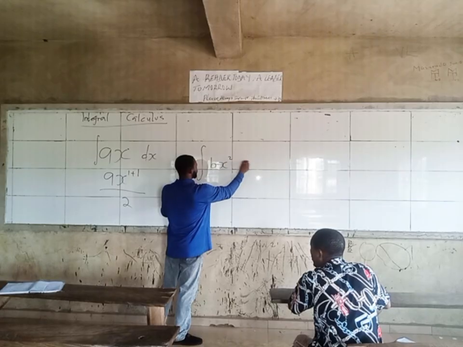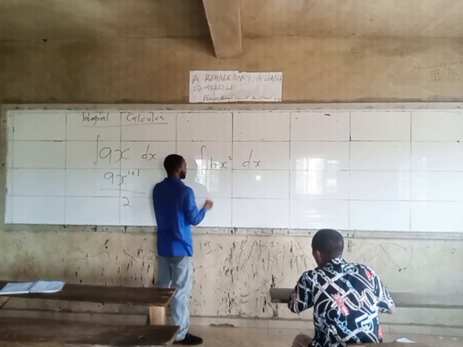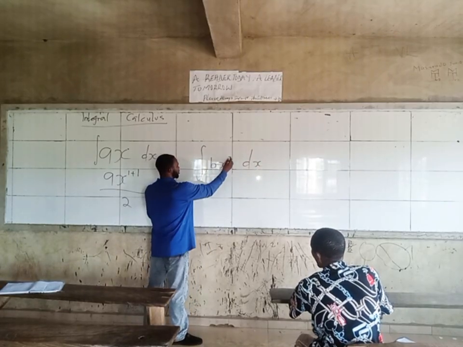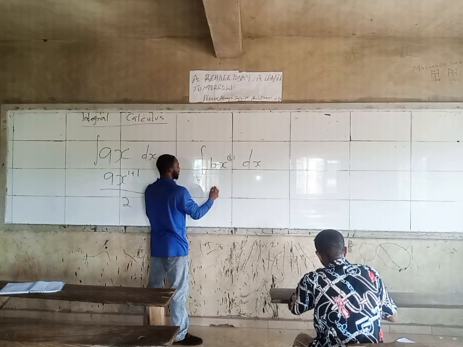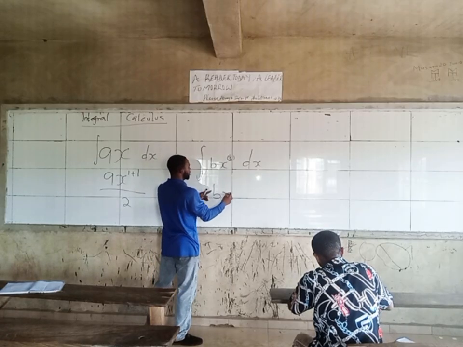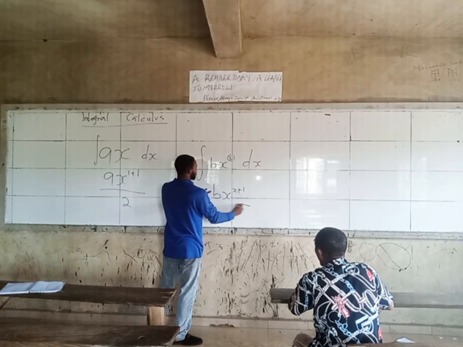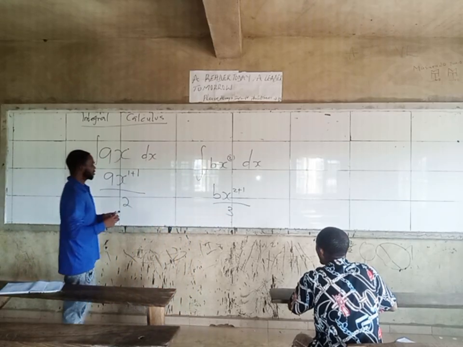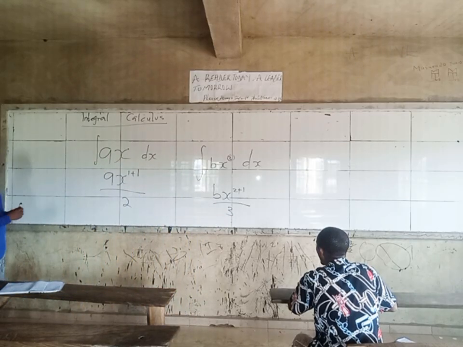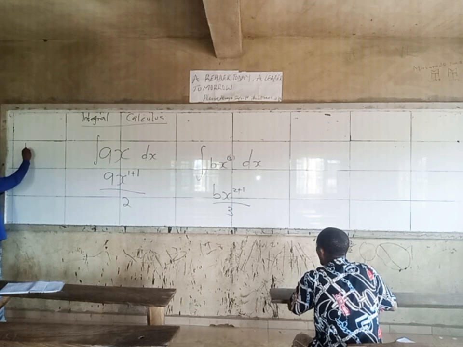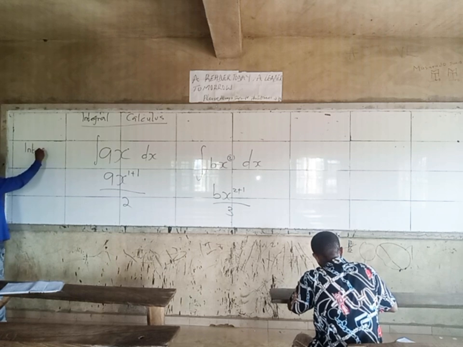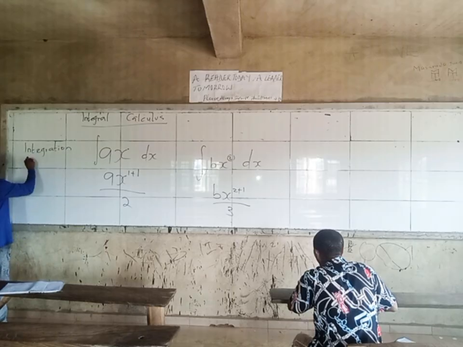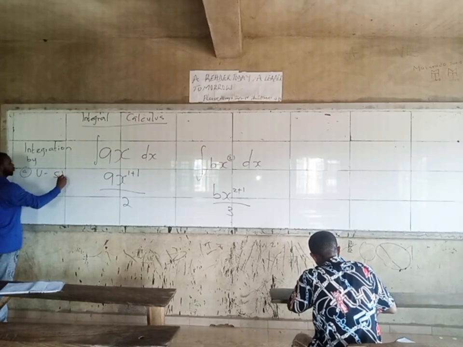So assuming I have to integrate bx squared dx, the simple rule is to add 1 to this power. So this will become bx to the power 2 plus 1. 2 plus 1 is 3, so divided by 3. This is integration. And under integration, we have integration by U-Substitution, which is the one we'll be doing today.